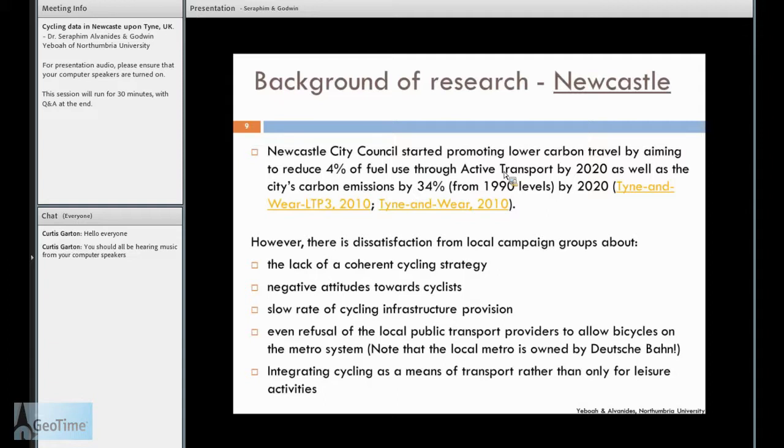Interestingly, the metro in the area is now owned by Deutsche Bahn, a German company which allows bikes on the metro in Germany, as I have witnessed myself. But interestingly, in Newcastle, it appears not so. And also integrating cycling as a means of transport rather than only focusing on leisure activities.